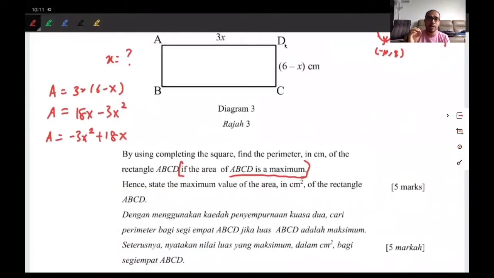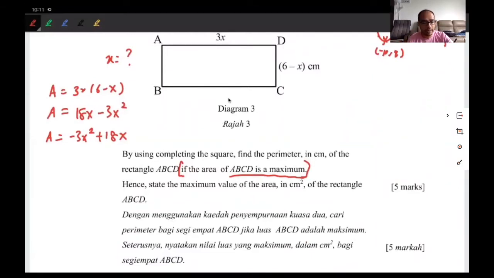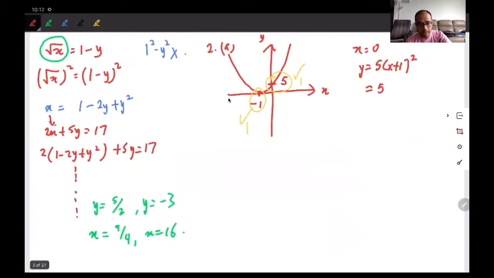So this is obviously a quadratic functions question. And so if you want to find the maximum, you still have to do completing the square. No choice. Because in order for you to find the maximum value, you still need to do completing the square. So let's get down to this. A equals negative 3x squared plus 18x. Let me just double check. Okay. Now if you want to complete the square, as always, take out the negative 3. Then you get x squared minus 6x.